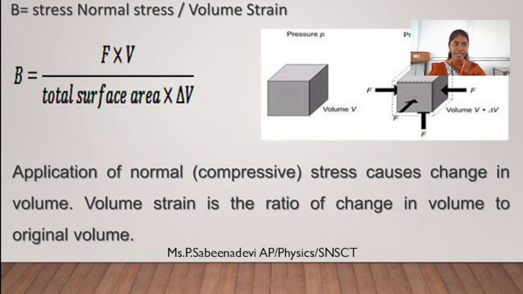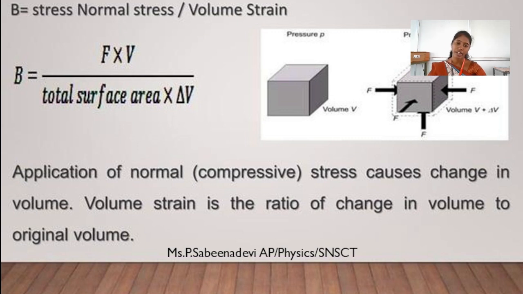In this video, I explained bulk modulus. The bulk modulus is volume stress by volume strain. Before application of pressure, it has volume V. After application of pressure, it is deformed into V plus del V. The volume strain is the change in volume to the original volume. This is called the bulk modulus.